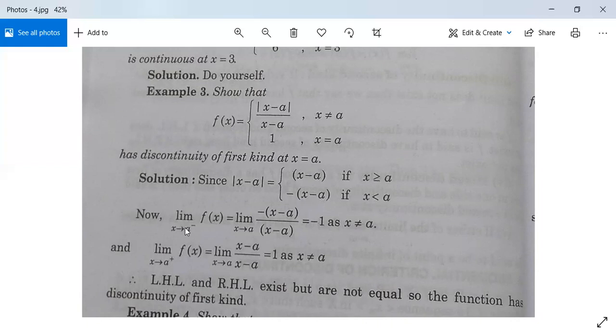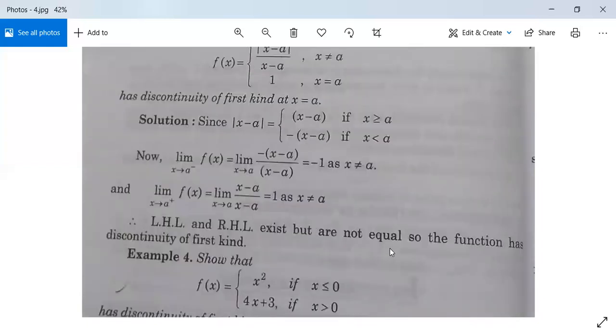then limit f(x) x tending to a minus will be limit x tending to a minus of −(x − a)/(x − a), x − a cancels, so it is −1, and limit f(x) x tending to a plus is limit of (x − a)/(x − a), so this cancels, so it is 1. Both limits exist. Therefore, LHL and RHL exist but are not equal, so the function has discontinuity of first kind.